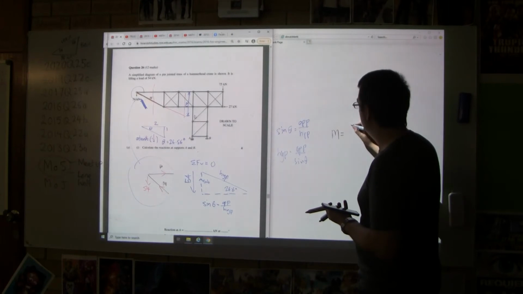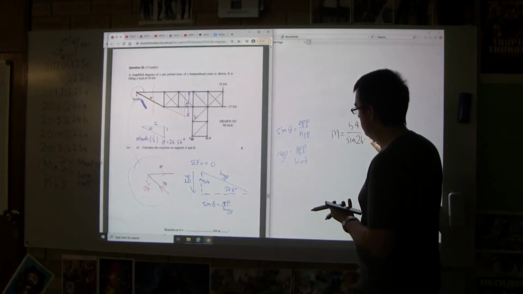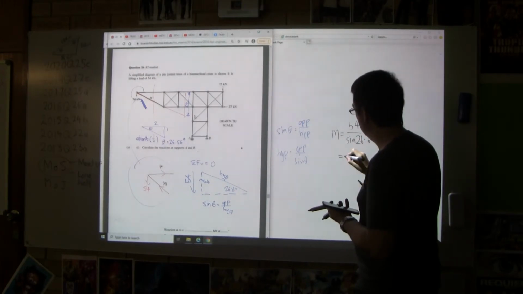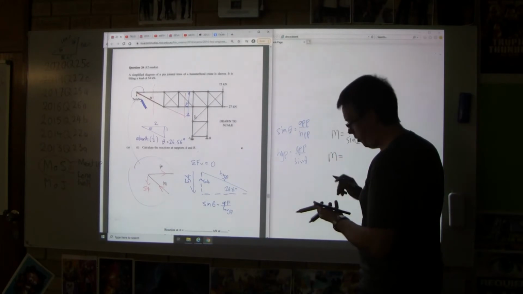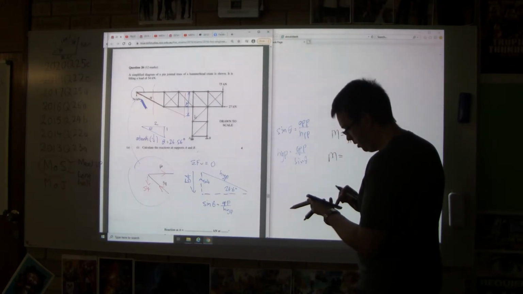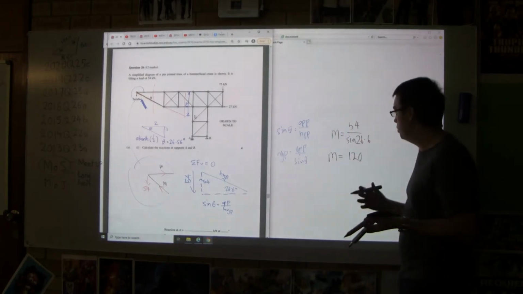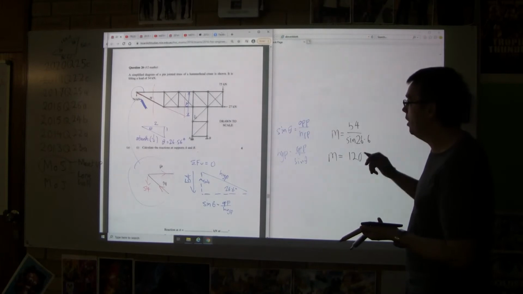And now opposite is 54, and sine 26.6. Mathematicians would probably have a better way of writing that, but we're going to use 54 divided by sine, and we've got 120. I think I said 110 was my guess. So I'm pretty happy with that answer.